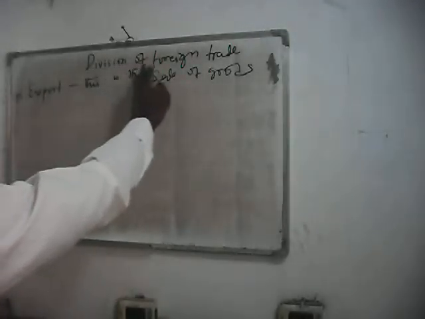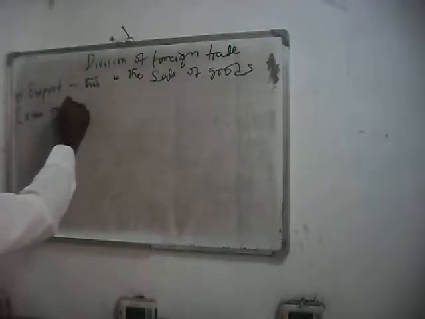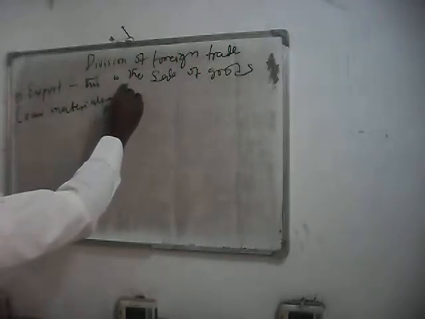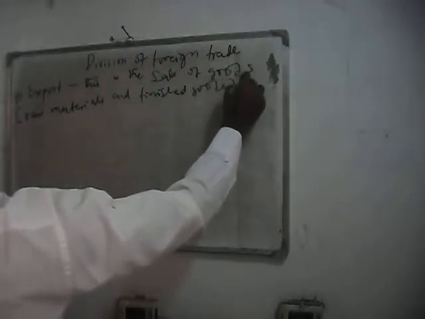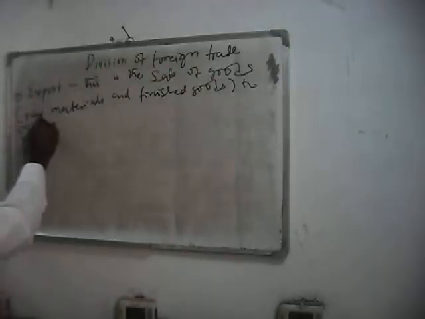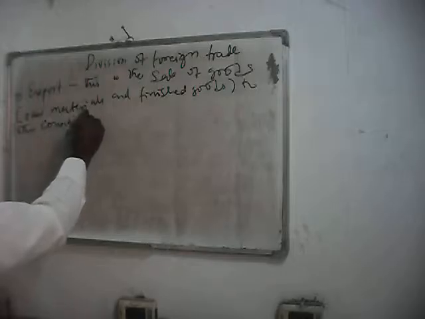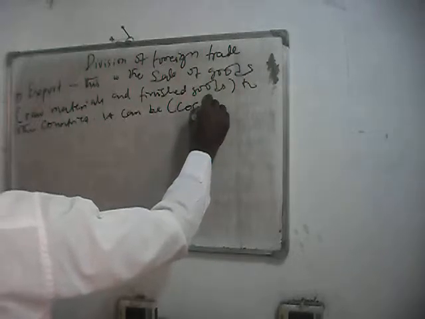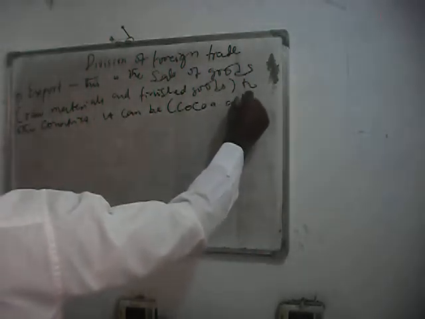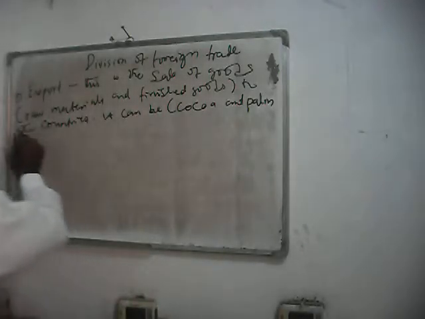So what are the divisions of foreign trade? We have export, import, and entrepot. First of all, we look at export. Export is the sale of goods, majorly raw materials and finished goods, to other countries. It can be cocoa, like I told you, that was one of our major export products, and palm oil.